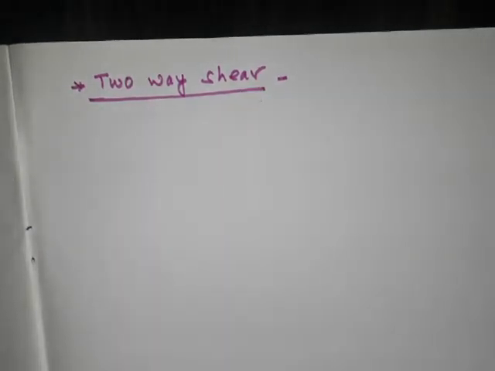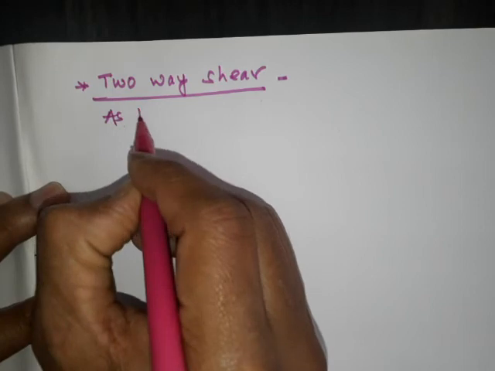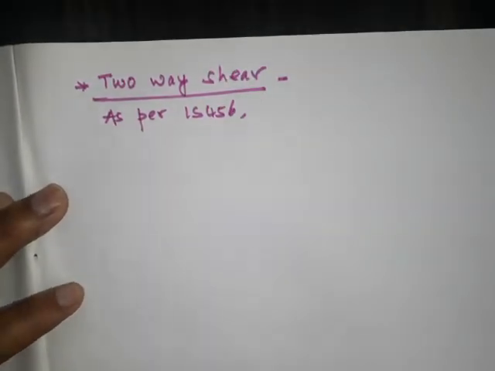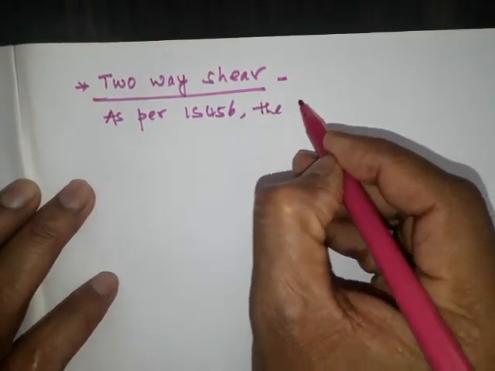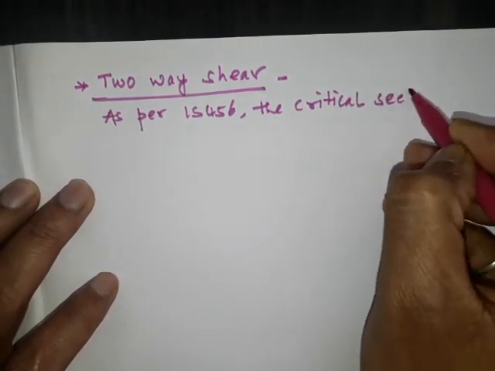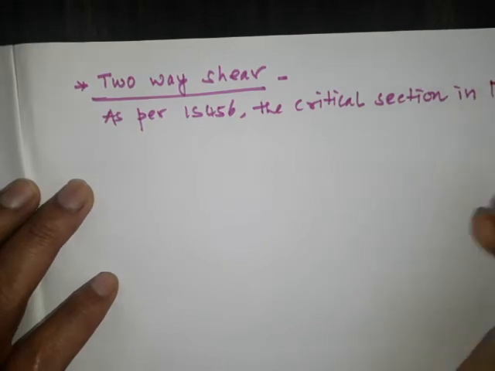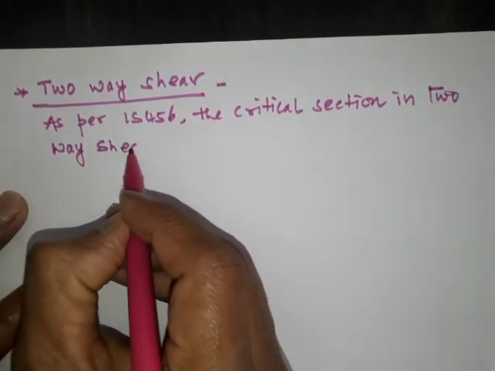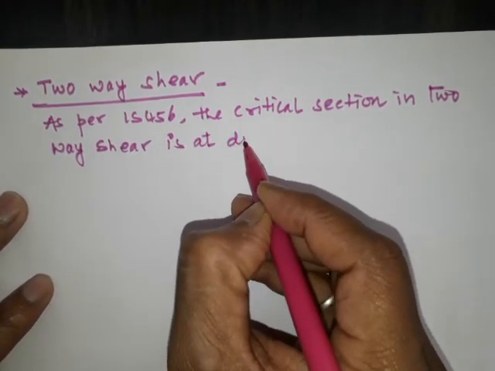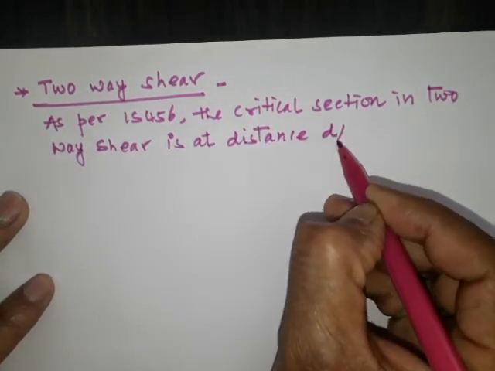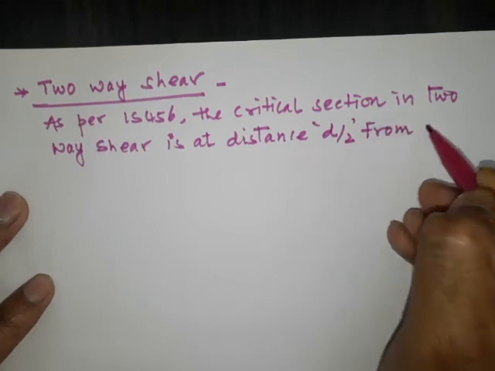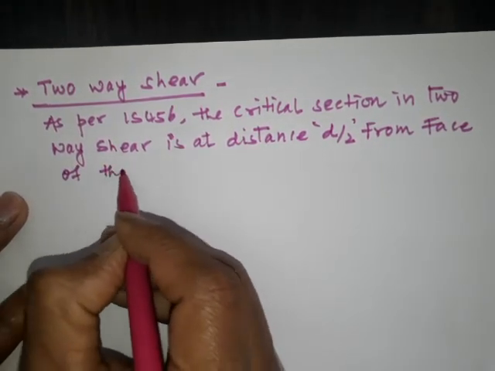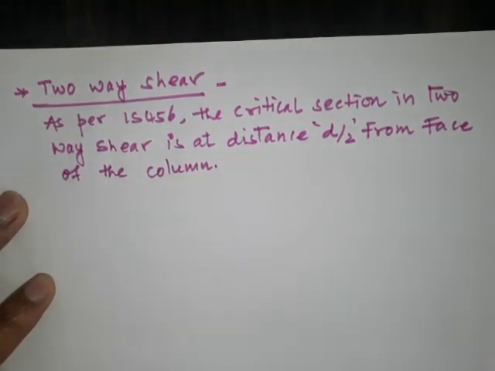So in two-way shear, as I told you, again the critical section you have to check. As per IS 456, the critical section in two-way shear is at a distance of d by 2 from the face of the column. It is at distance d by 2 from face of the column.